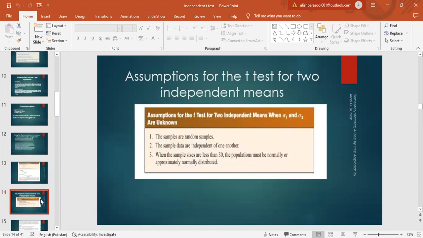Assumptions for the t-test for two independent means when sigma 1 and sigma 2 are unknown: the samples are random samples. The samples are independent of one another. When the sample sizes are less than 30, the populations must be normally or approximately normally distributed.